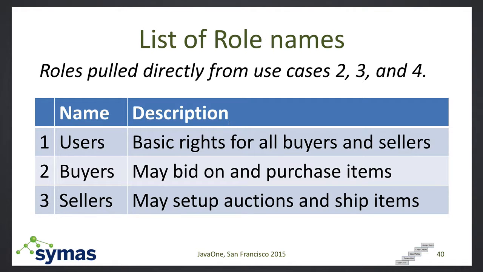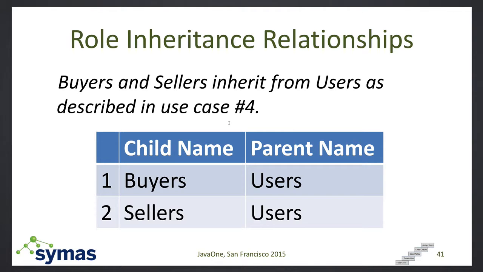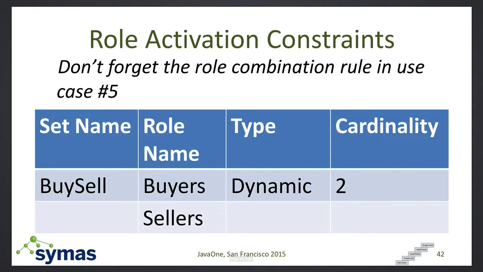So we've got here a list of role names, and that's just really collecting the roles that were defined in the use cases: users, buyers, and sellers. We've got the role inheritance relationships here. You can see that we've got 2 roles, buyer and seller, and they both inherit from user. We've got the role activation constraints. This is the DSD from use case 5.